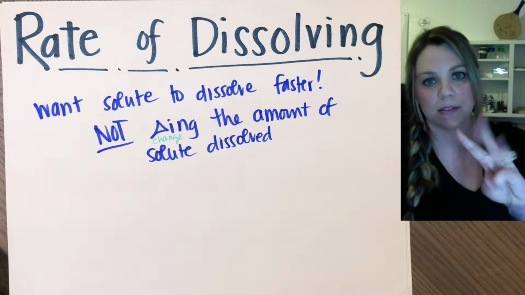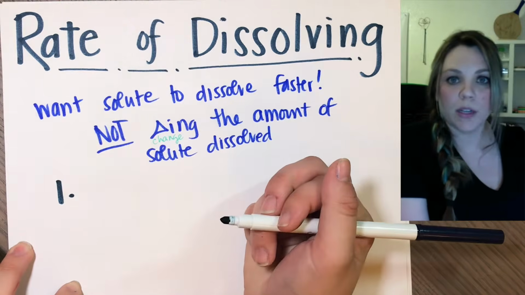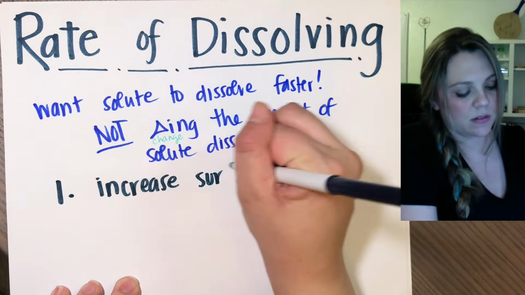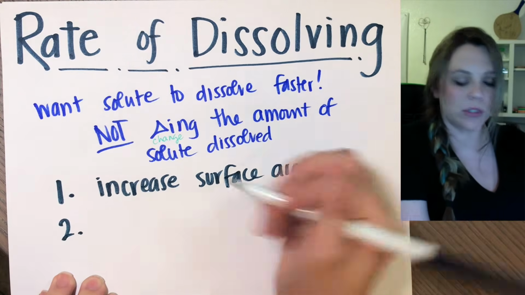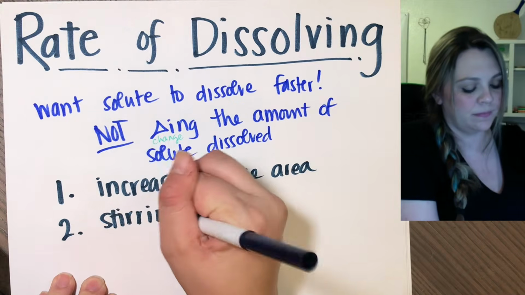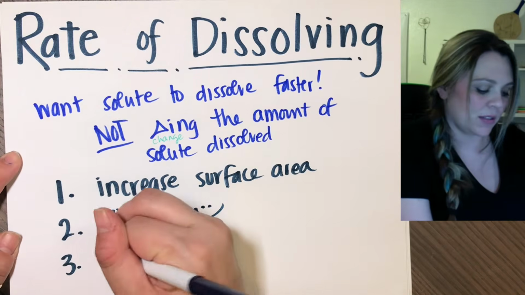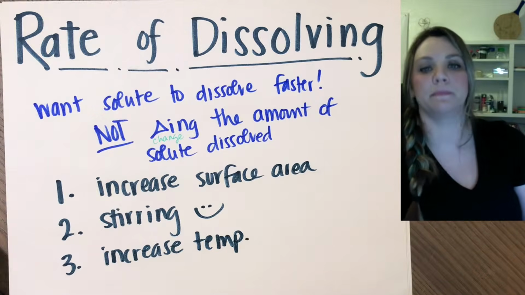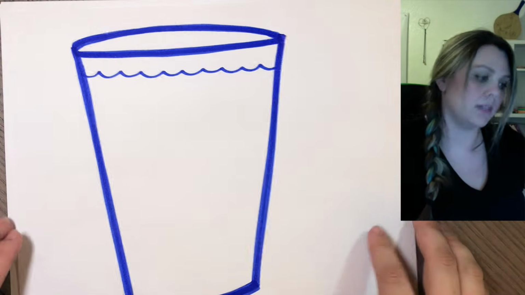So there's three ways to change your rate of dissolving. Way number one, which is really easy, is you increase the surface area. We'll talk about all these. Point number two is you stir it. That's the easy one. It's like, duh. And point number three is you increase the temperature. All right, so those are three ways, and we're really just going to look at what that means practically.